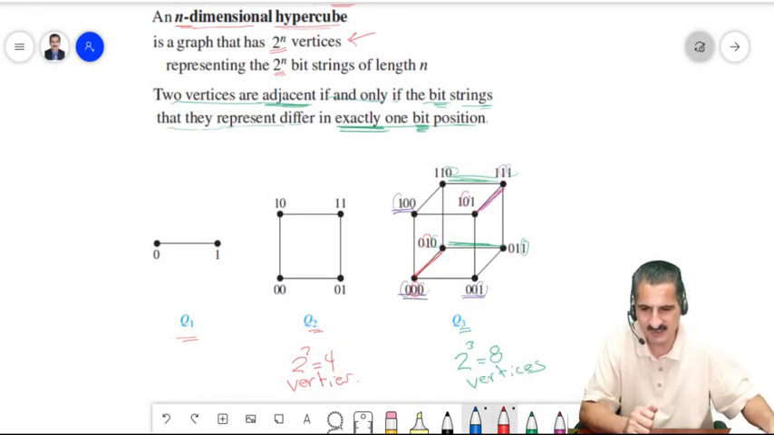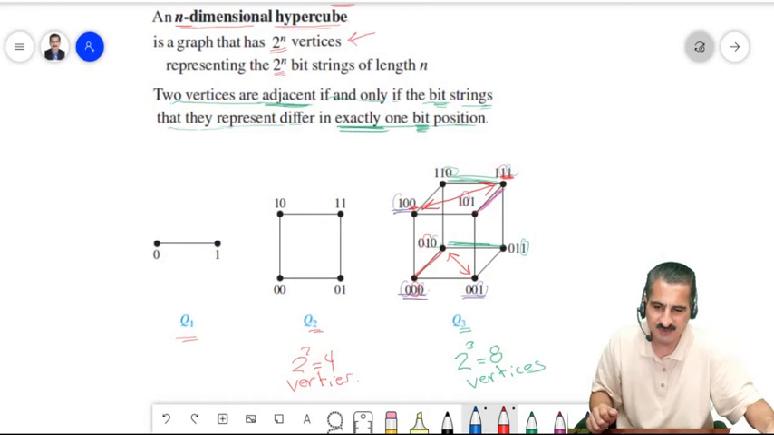So notice, for instance, this vertex here and this vertex here are not adjacent because they are different in two positions. They are not adjacent. Same thing for this one here and this one here. They are not connected because they are different in two positions.